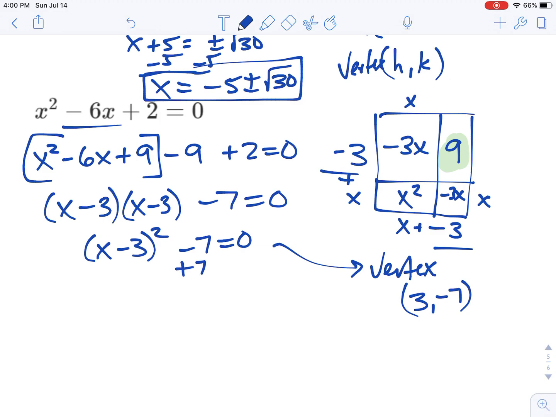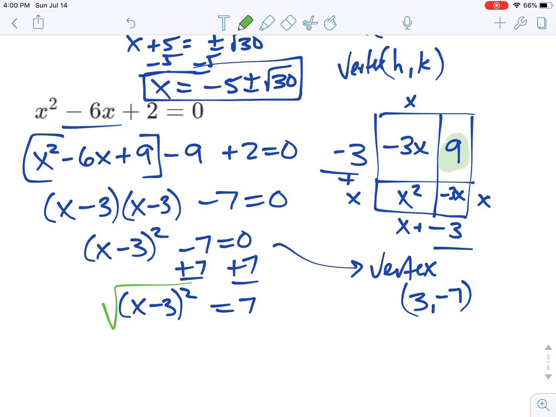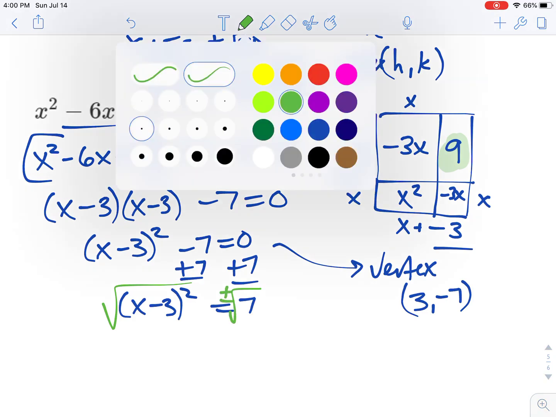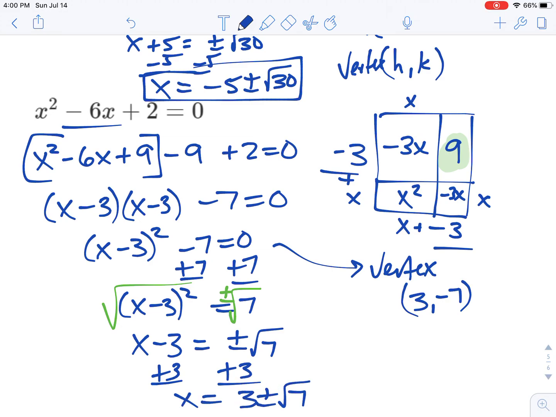And now let's just solve. Let's do plus 7 to both sides. 7 equals x minus 3 squared. We take care of the squared by doing a square root of both sides. Just don't forget the plus or minus. x minus 3 equals plus or minus the square root of 7. Add 3 to both sides, and we get our answer. x equals positive 3 plus or minus the square root of 7.